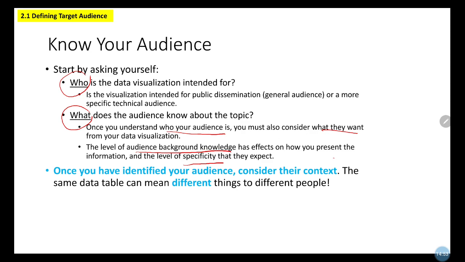So with their intention of what they want with the data visualization, it helps you to build the right visualization. So this is very important.